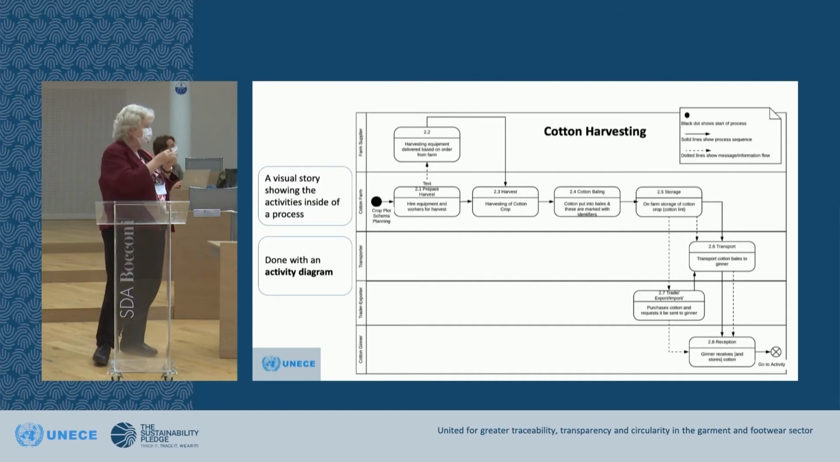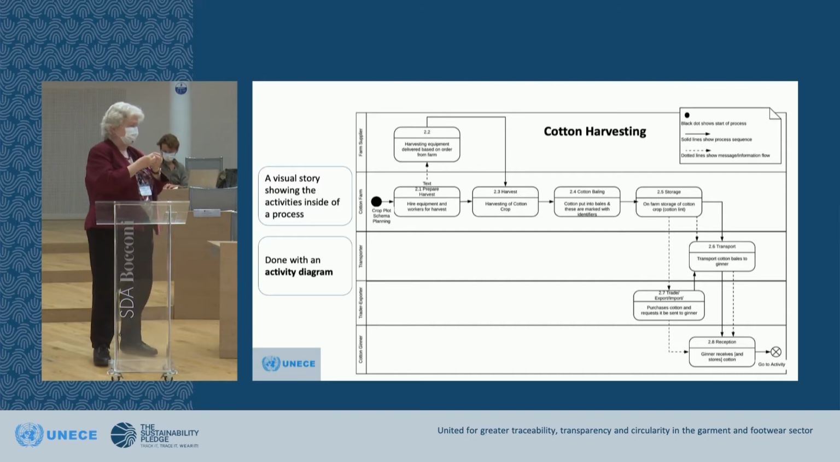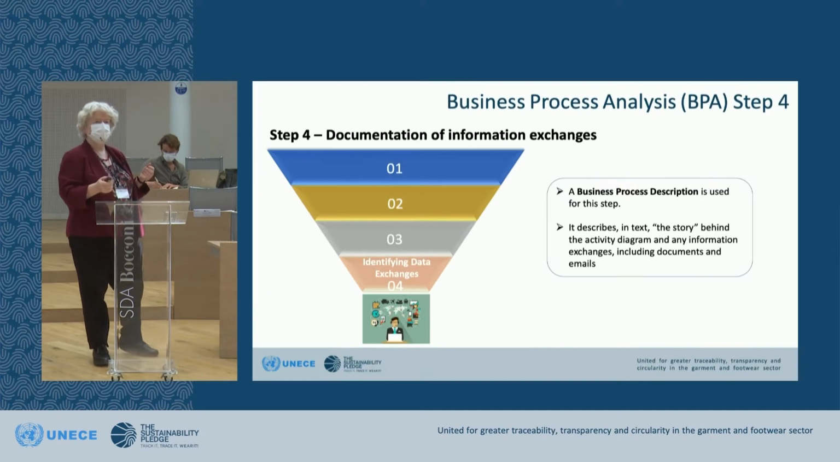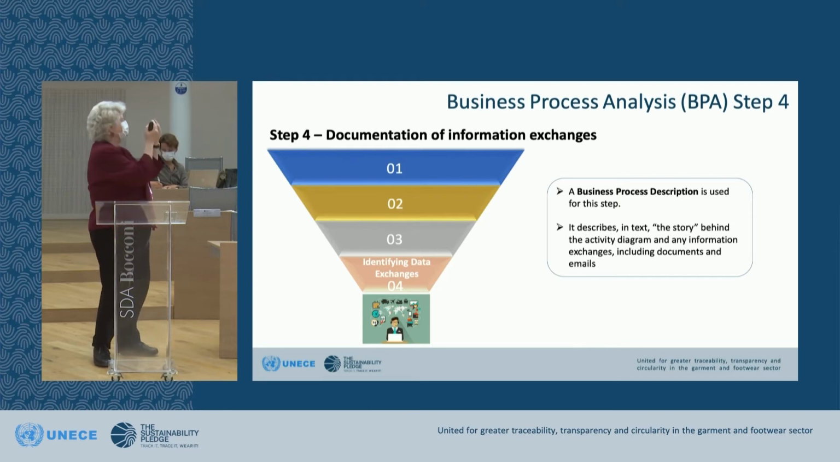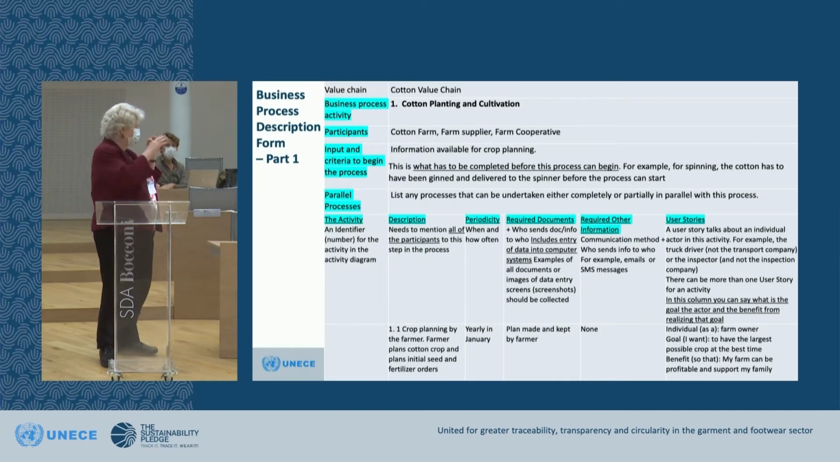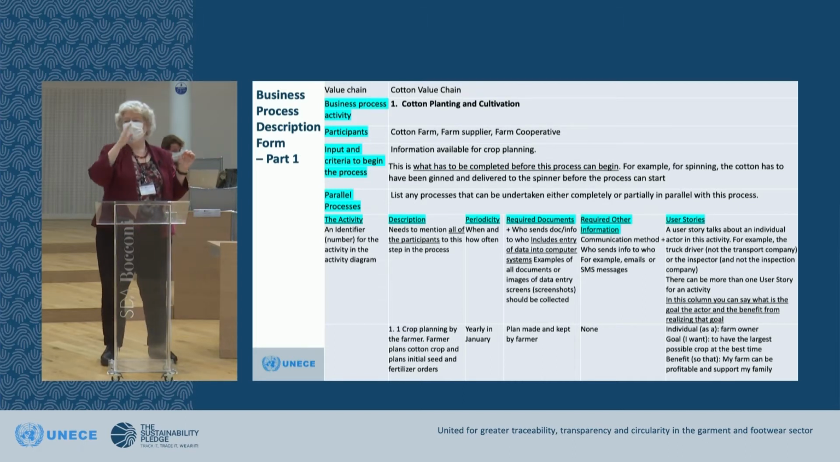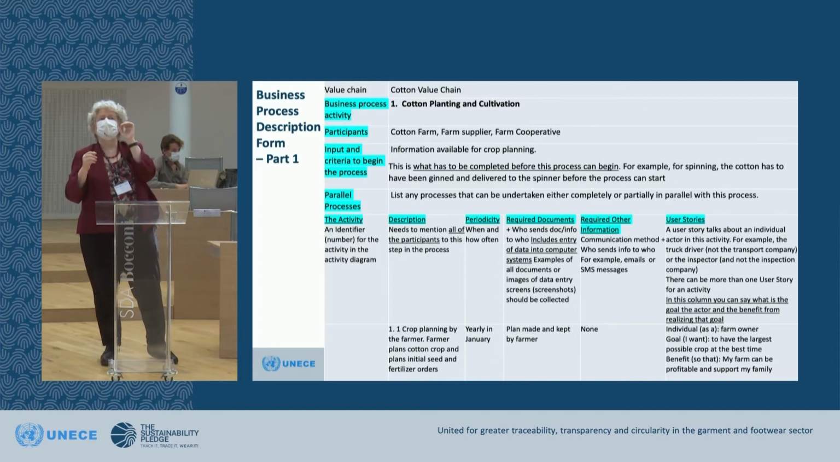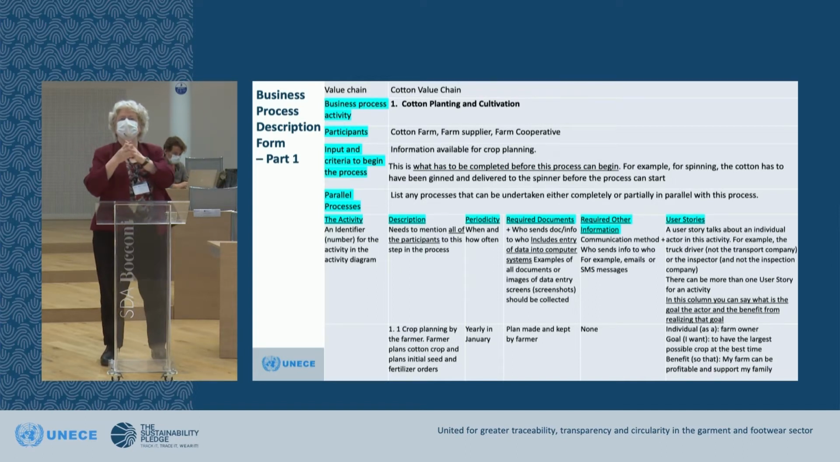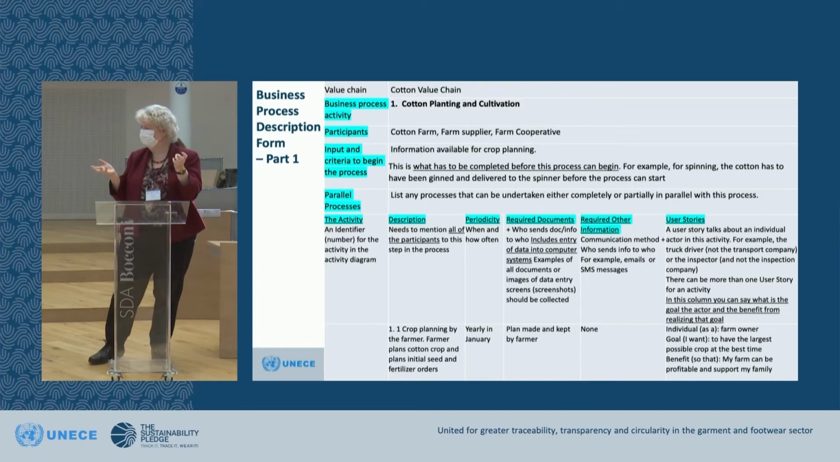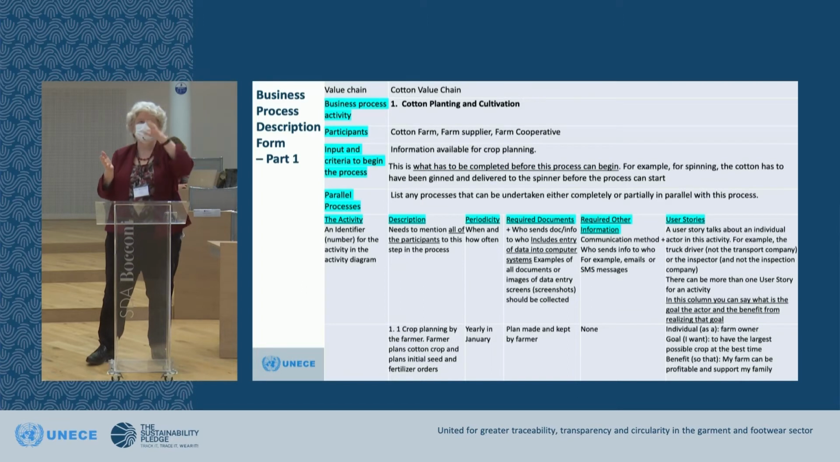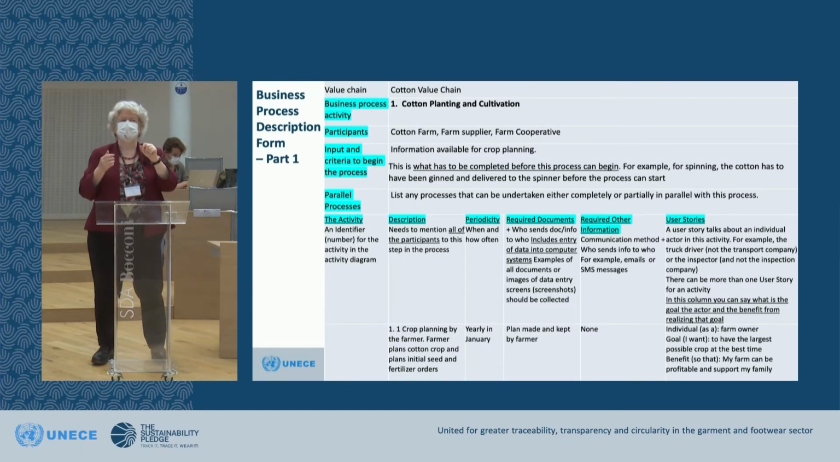And then to capture more of the information that's in an activity diagram, the next step is a business process description. And the business process description is a document that goes together with the activity diagram. And so for every one of those boxes that you have in the activity diagram, you have an entry in the business process description. But you also have a little bit of additional information. For example, what is the criteria to begin the process? For example, for spinning, the cotton has to have been ginned before you can start spinning. So that's the condition before you can start the process.